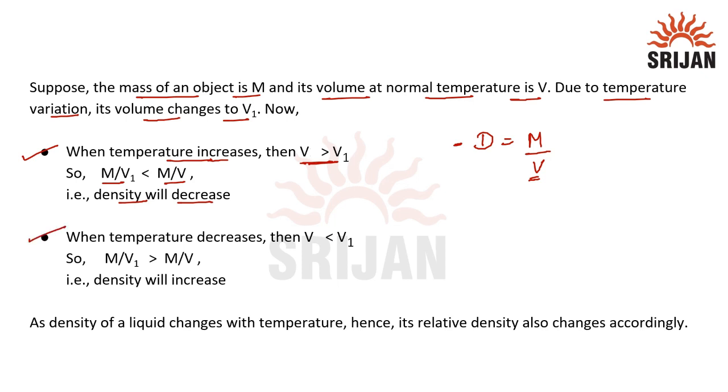Next case is when temperature decreases. So if temperature decreases, the volume also decreases, because of which the density will increase, because m divided by V1 will be more than m divided by V. So we can say that as temperature decreases, volume also decreases, and hence density will increase. So as density of a liquid changes with temperature, hence its relative density also changes accordingly.